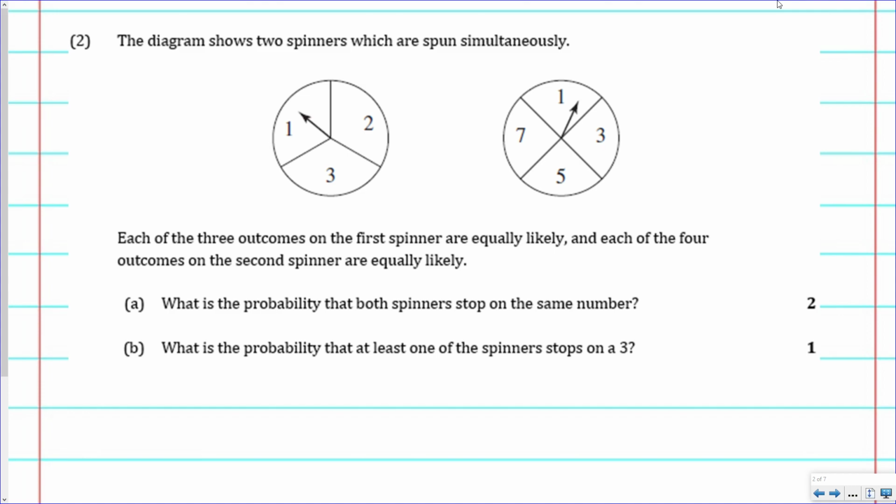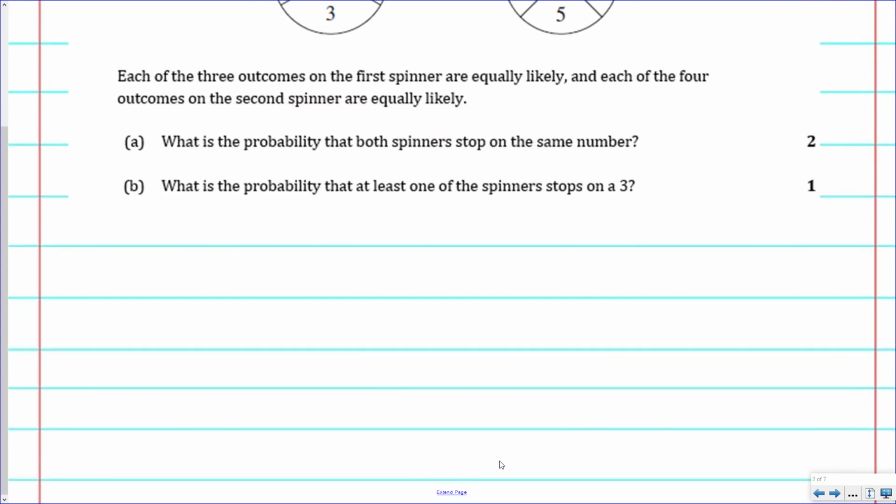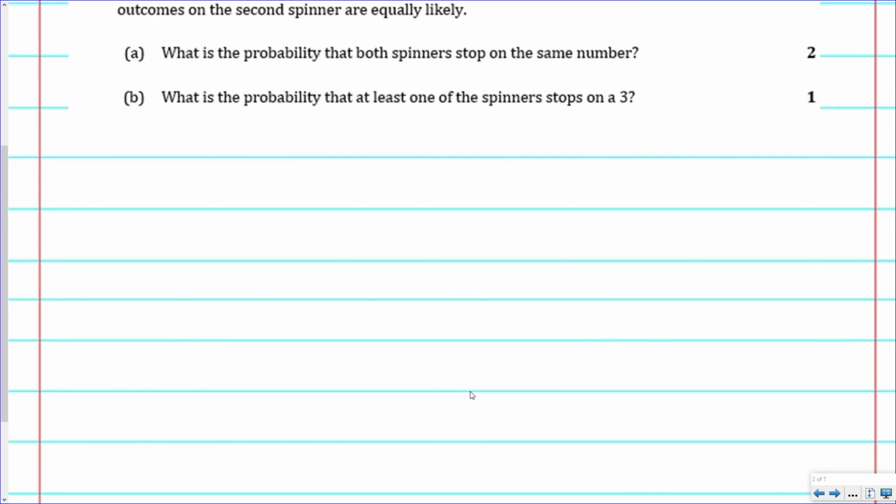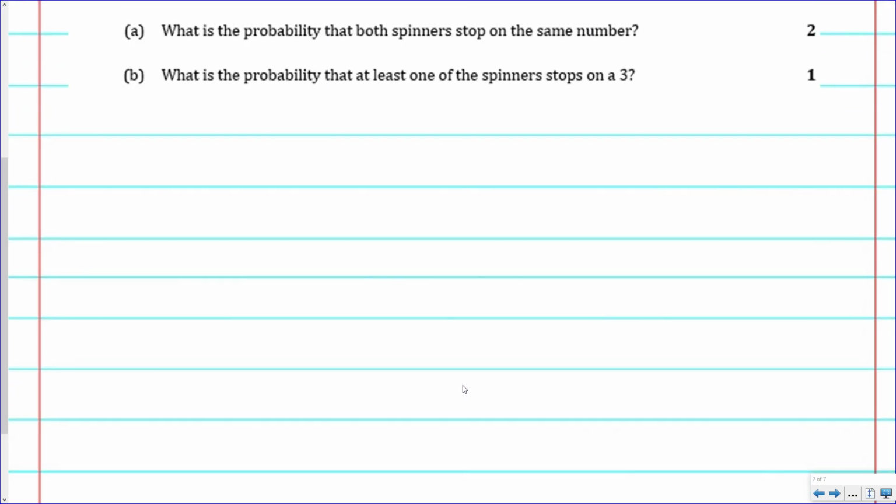So if we look at these spinners for a second, we see that the common numbers there are 1s and 3s. So really, the only way that both spinners can end on the same number is if they both land on 1 or if they both land on 3. So I'll just scroll down a little bit. So for part A, what is the probability that both spinners land on the same number?